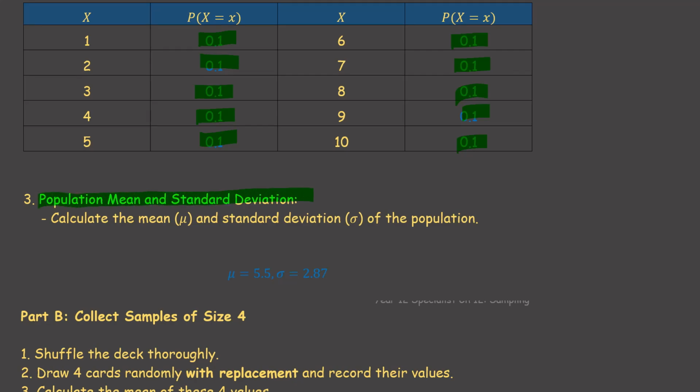Population mean and standard deviation. Calculate the mean and standard deviation of the population. You can do that, of course, on your ClassPad. Mu is 5.5, which you should know because it's in the middle, 10 plus 1 divided by 2. The standard deviation is 2.87, and that is rounded to 2 decimal places.